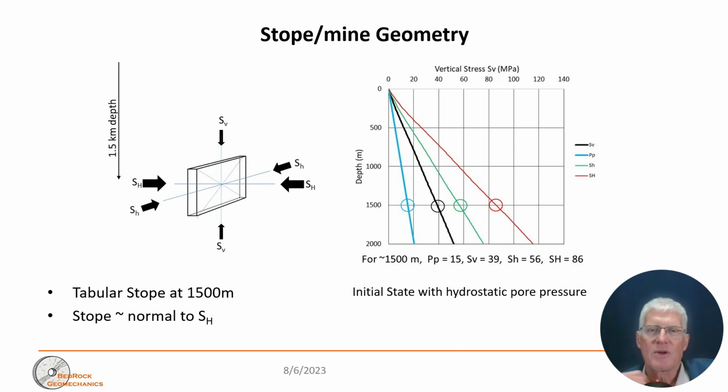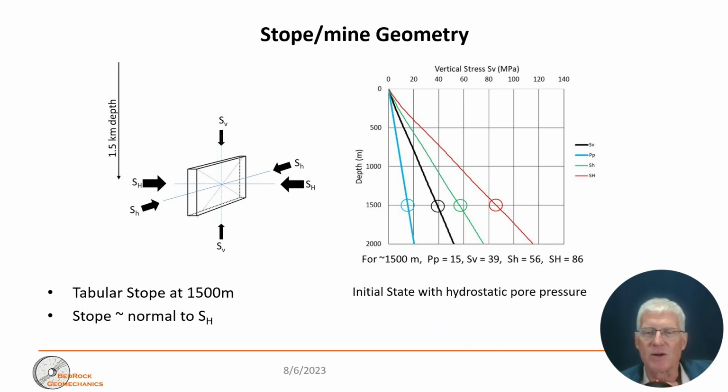So if we consider this West Australian state of stress that I mentioned before, reverse faulting state of stress: fluid pressure, vertical stress in the black line, intermediate horizontal stress in green, and the most compressive horizontal stress in red, with the numbers shown there. Pore pressure 15, vertical stress 39 MPa, least compressive horizontal stress maybe 56, most compressive horizontal stress 86, something like that. And that's at 1,500 meters of depth. So that's a common depth for many mines, the deeper mines in West Australia and Australia in general.